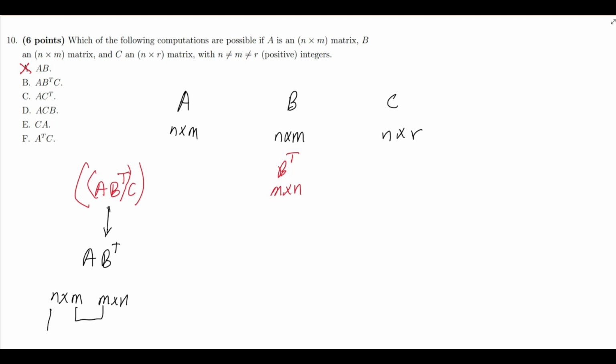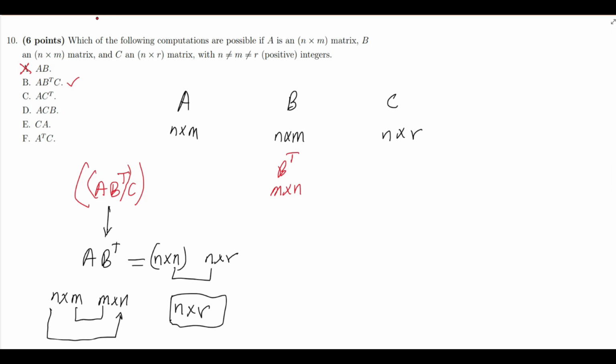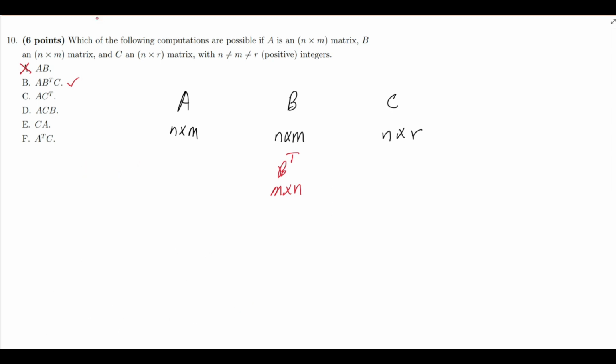And our result is going to be an n by n. So this will give us an n by n. Now we want to compute this with C. And what is our C? Our C is n by r. Again, what is our result? This is compatible. Another way in which this question can be framed is by asking what is the result of the computation A multiplied with B transpose with C, and that will be your result. This will be the answer. Now option C says, what is the computation of A C transpose?